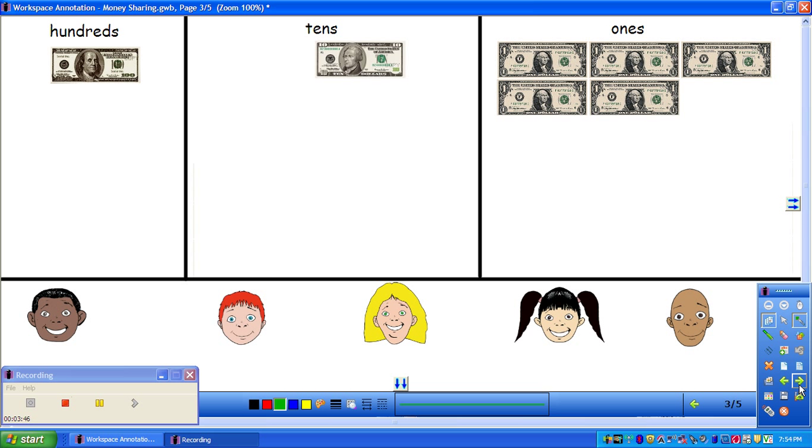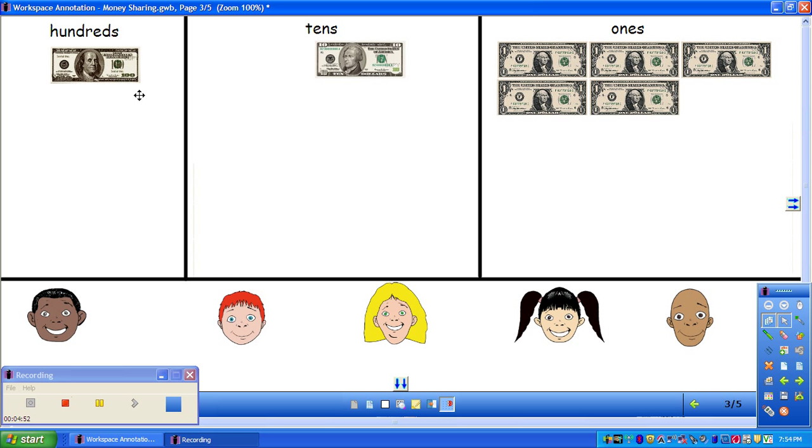If I ask children to share this money, a lot of children would start here in the ones place. And that's okay. They can actually do that. They could say, well, there are 5 ones, so everyone could get a $1 bill. But for the purpose of this video, and because we want to transition children into an algorithm later, I would encourage them to possibly start sharing in the hundreds value. So how are you going to give one $100 bill to 5 people?